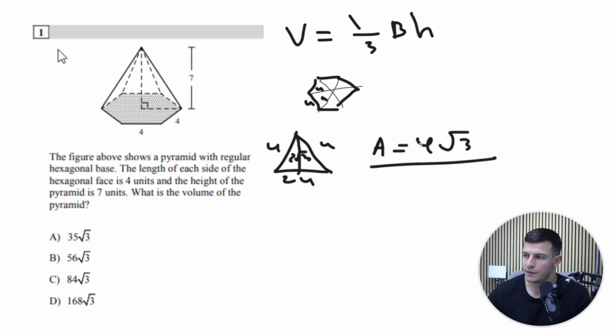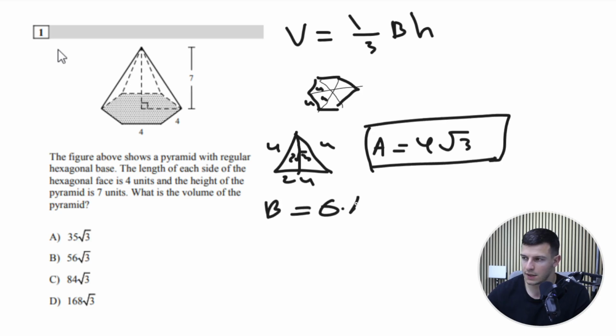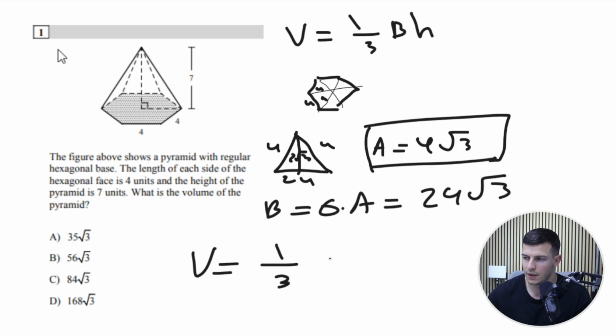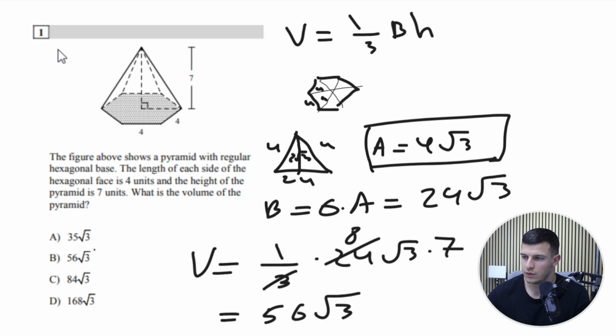So one of the triangles has 4 square root of 3. That means 6 of them. So the base is going to be 6 times a, which is going to be 24 square root of 3. So that's base. Height is given, 7. So we can say volume is equal to 1 over 3 times 24 square root of 3 times 7. We can cancel them out. 8. So it's going to be 56 square root of 3.